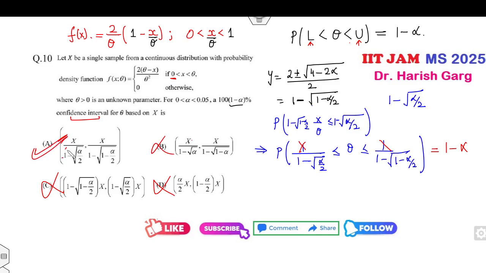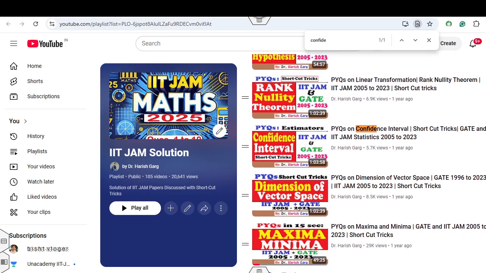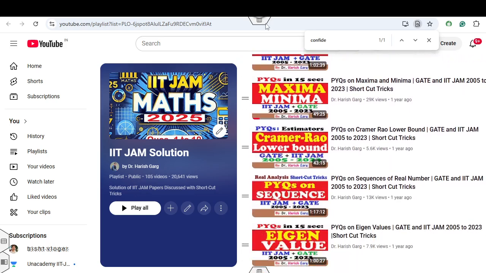So you can see based on these simple shortcut tricks, yes, I understand that this will take a little bit of time, because there is a need to compute the CDF firstly. So this is the way you can get your answers in a simple manner. Again, I am requesting you, if you watch all these PYQ series, you will get the simple way of solving the problem.